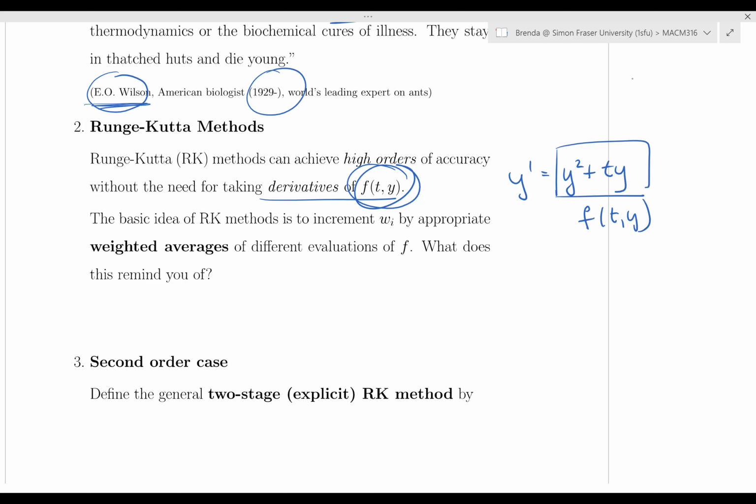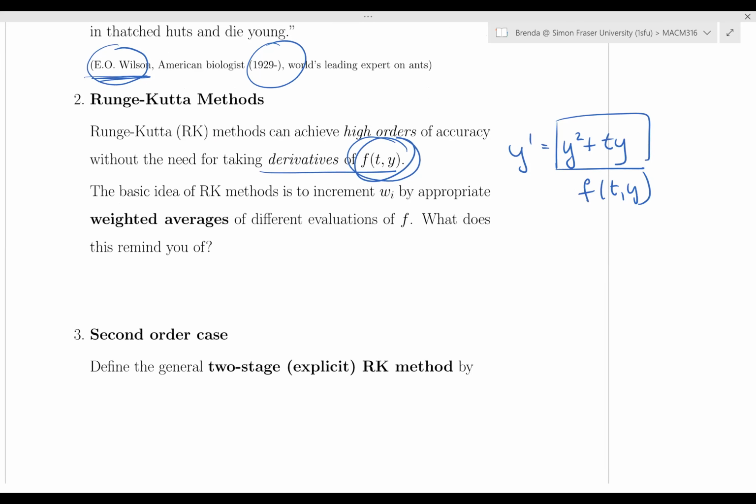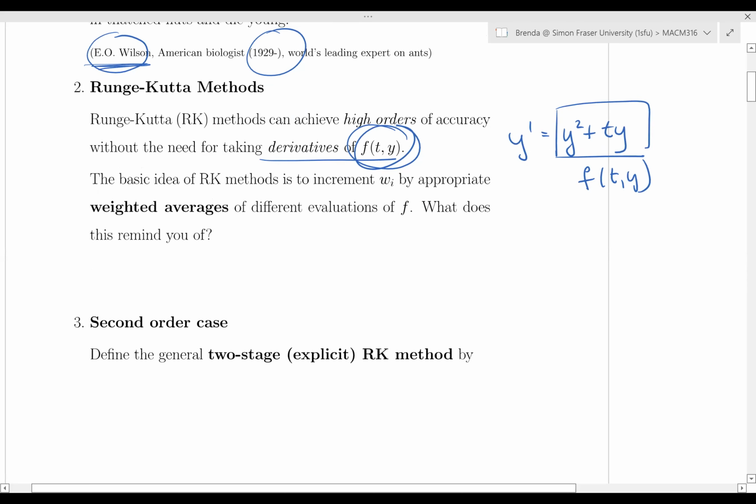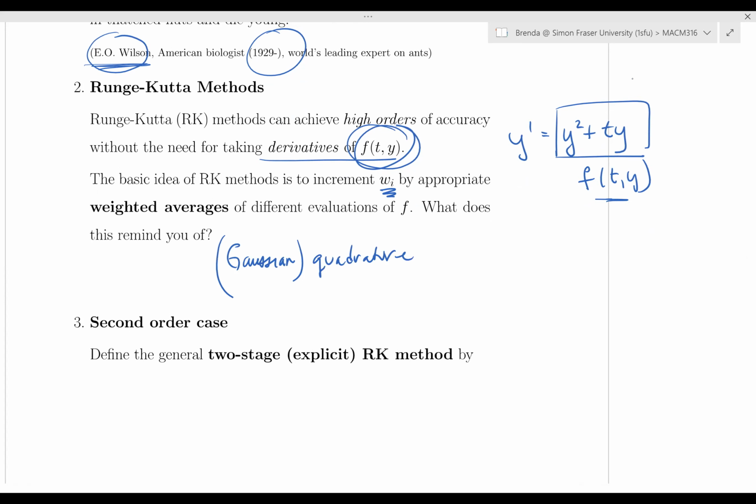So the idea of the Runge-Kutta method is to increment from our previous approximation by using appropriate weighted averages of different evaluations of this function. And as was correctly pointed out, it reminds us of the same idea as in quadrature. It doesn't even have to be Gaussian quadrature. It is just a quadrature.